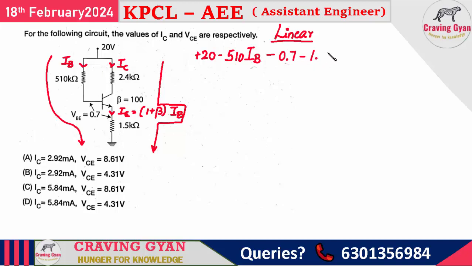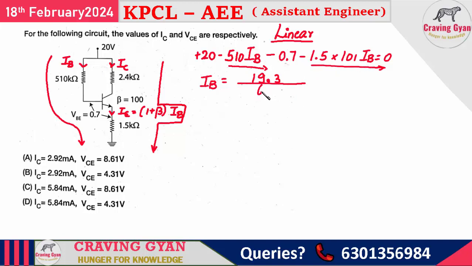Minus 1.5 times IE. Already I have told that IE equals IC plus IB, which equals 1 plus beta times IB. What is the value of beta? 100 is given. So it is 101 times IB, which equals 0. Now, sending the IB terms to the right side, the remaining terms I am left with are 20 minus 0.7, which is 19.3, so IB is 19.3 divided by 510 plus 1.5 times 101, right?